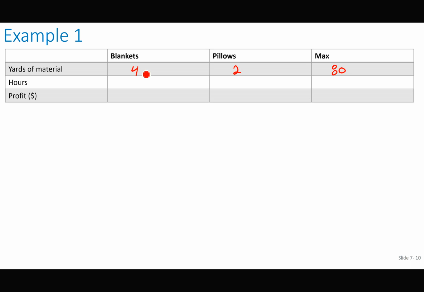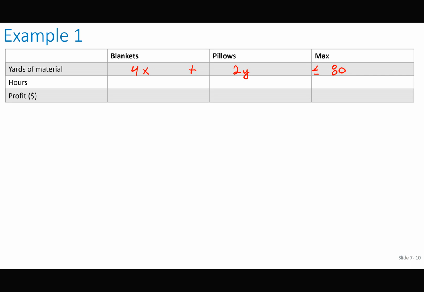Well, remember, blankets we identified as my variable X. Pillows I identified as my variable Y. If I add these two together, it has to be less than or equal to 80, because 80 is all I have to work with. So in our table, we've created our first constraint. It's 4 yards for each blanket, 2 yards for each pillow, and the number of yards of material was 80. I have to be less than or equal to 80.